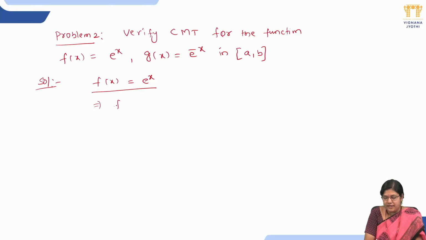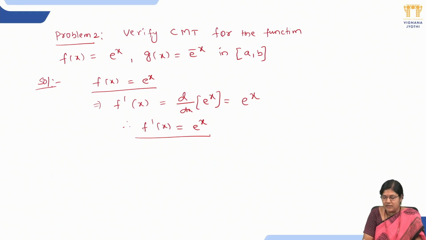Then, derivative of f of x is denoted by f dash x. That is d by dx of e power x. Derivative of e power x is again e power x. Therefore, f dash x is equal to e power x. Clearly, derivative of the function exists in the given interval a comma b. That means f of x is clearly a differentiable function.